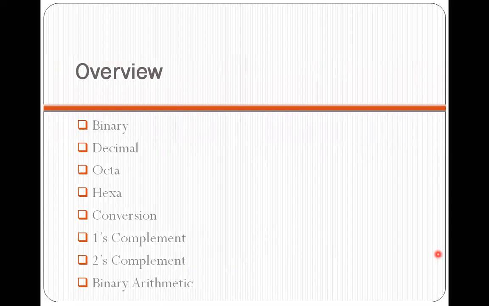So this is the overview of the topics which we're going to cover in this video. All the number systems: binary, decimal, octal, and hexadecimal, and the conversion between each of these number systems, like binary to decimal, decimal to binary, binary to octal, and vice versa. Nearly we will have 12 conversions between the 4 number systems.